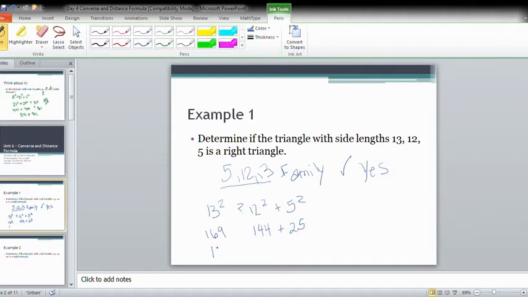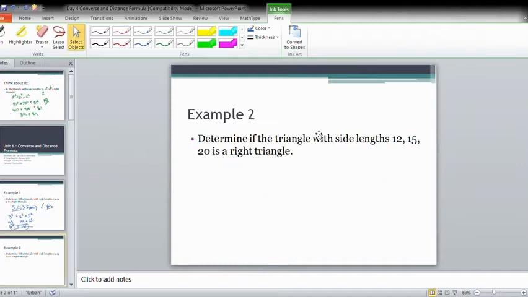169 is still on this side. 144 plus 25 is in fact 169. So this is yes, right? So two different ways of proving it. Either it's in the family, or a squared plus b squared equals c squared. If it's not a family, you have to check a squared plus b squared equals c squared because we don't know all of the families. So always check a squared plus b squared equals c squared to determine if it is in fact true. But if it is a family, we can say yes for sure.